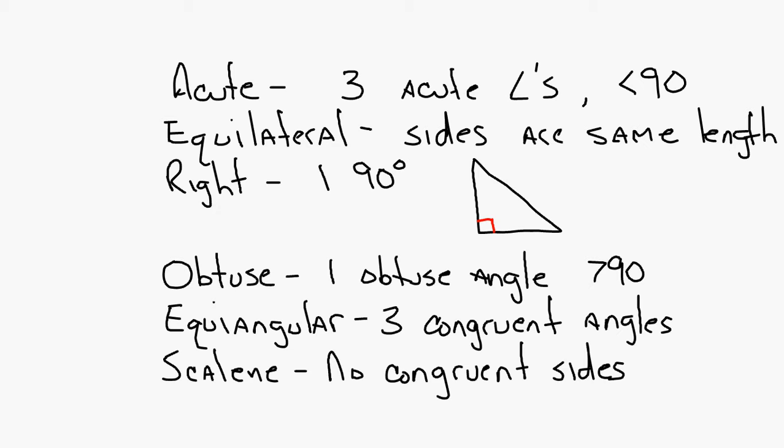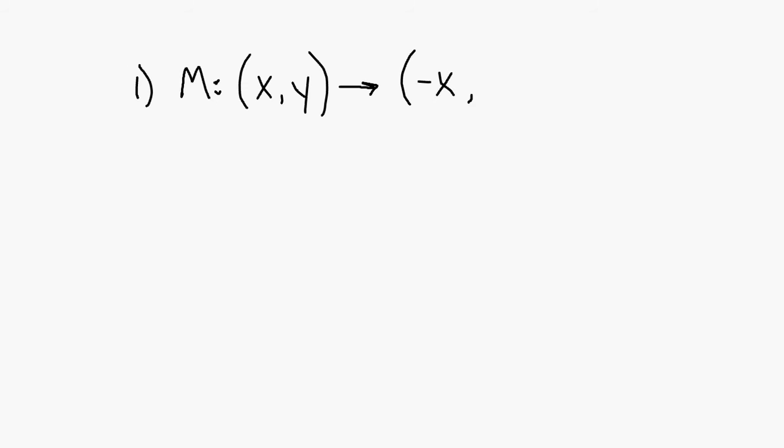Short answer on page 2. Short answer number 1. It's a transformation problem. Transformation is described as for every xy, we're going to transform it so that the new x value is the opposite of the existing x, and the new y is the opposite of the existing y.